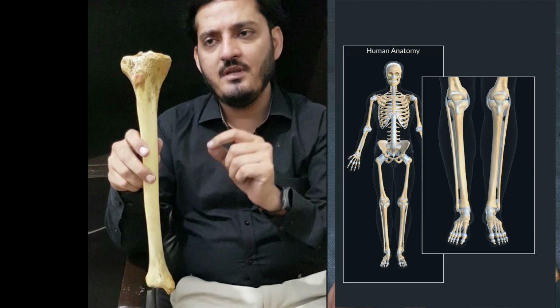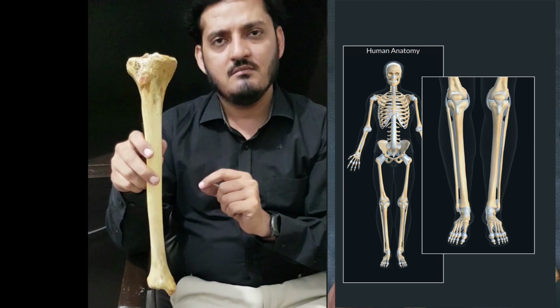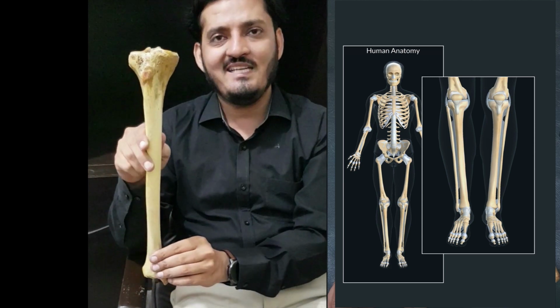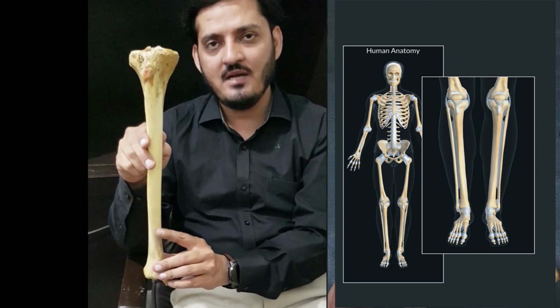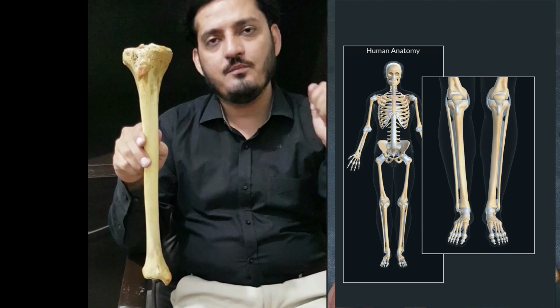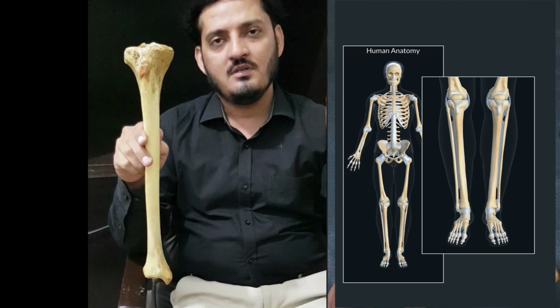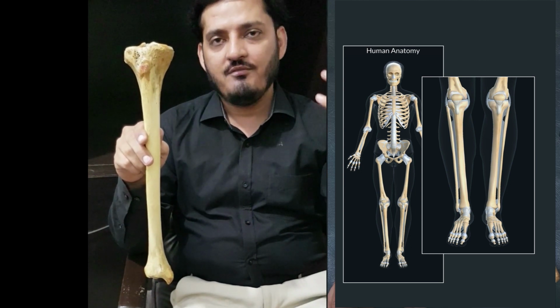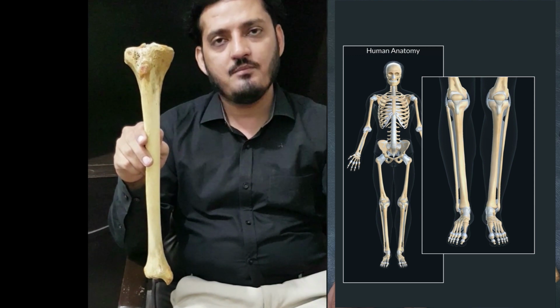Anatomical position of the tibia bone is very easy because simply you have to hold the tibia bone vertically. If you hold the tibia bone vertically, this is the anatomical position of the tibia bone. So that's all about the side determination and the anatomical position of the tibia bone.